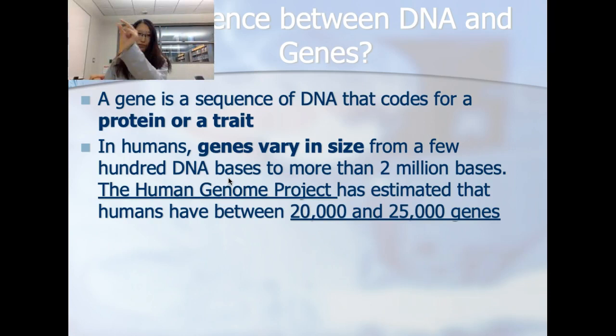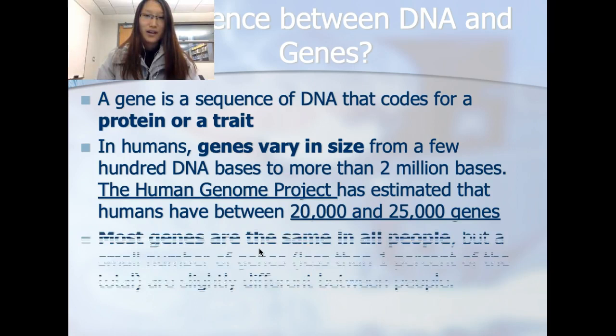So genes vary in size. Some of the genes might be, let's say, 100 DNA bases. Some of those might be 300 DNA bases, right? So hopefully you get the idea of what it means that genes vary in size. They're not all the same size. They're not all made up of the same amount of building blocks or Lego blocks. The Human Genome Project has estimated that humans have between 20,000 and 25,000 genes. Those are just all the genes that make up all the proteins and the traits.